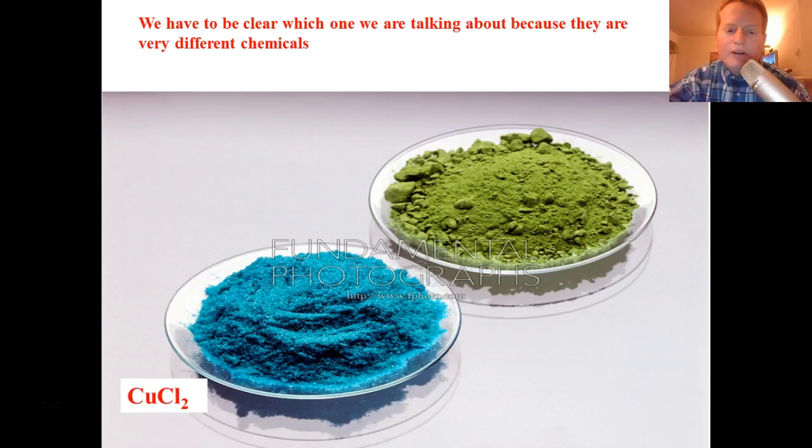Here, on the left is copper with a 2+ charge and chloride, this distinct color, and here on the right is copper with a 1+ and a chloride, and these are very, very different chemicals. So when you go to retrieve a chemical, you have to know what you're using. You can't just use random chemicals and hope it works out. And so this is why we have to use proper naming convention.